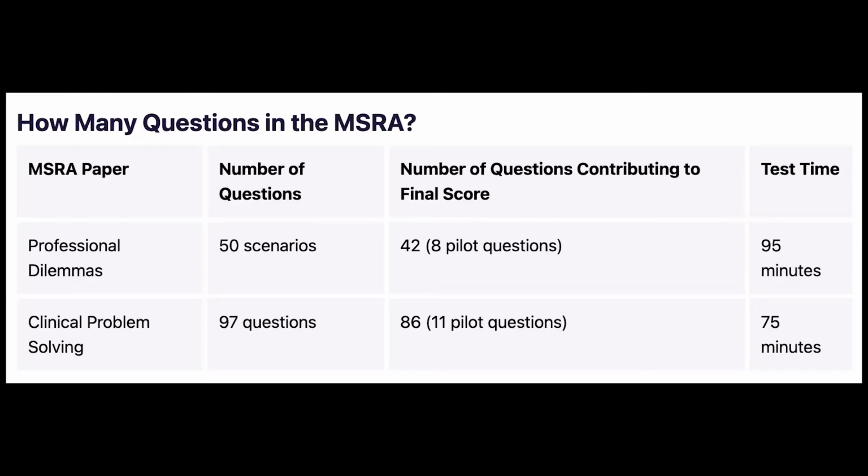The exam itself is free and you can attempt it as many times as you want. It comprises two sections, which is SJTs and then clinical scenarios. For SJTs you've got 50 questions and you can do them in 95 minutes. And then you've got clinical scenarios, which is 95 questions in 75 minutes. As I said, the exam is free.